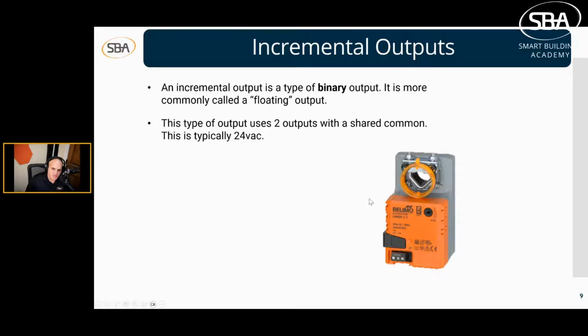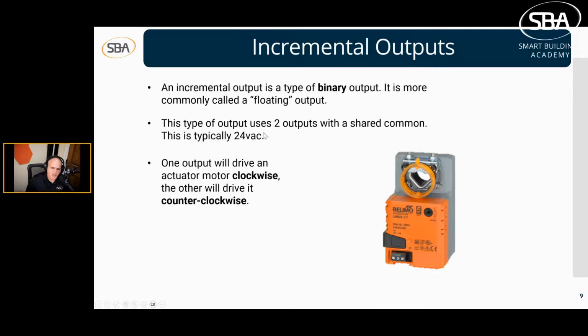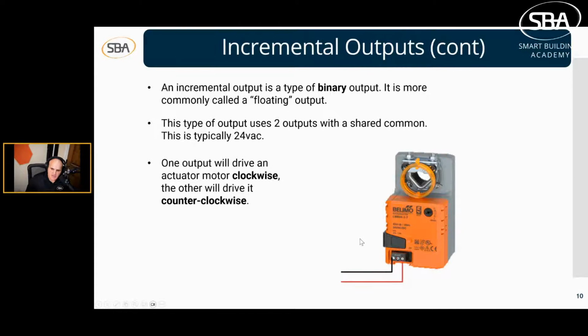So basically, you float between the clockwise or the counterclockwise rotation. So they have a shared common, typically using 24 volts AC. And as we'll see, you have your common wire, and then you have one wire that will rotate you clockwise, and you have another wire that will rotate you counterclockwise. Pretty straightforward. These are also pretty easy to wire up.